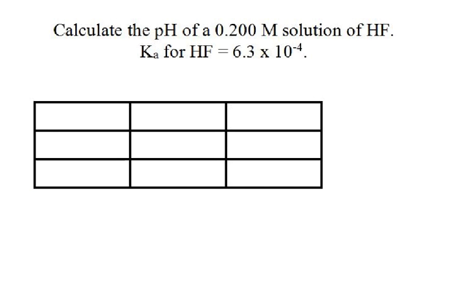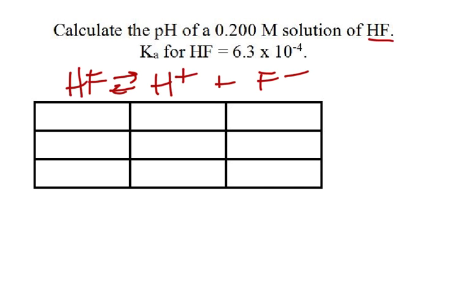First problem, calculate the pH of a 0.2 molar solution of HF. So we should recognize that that's a weak acid, and since it's a weak acid, it is going to break up into H plus and F minus. Now our icebox has the initial values across the top row, the change, and the equilibrium values across the bottom row. We're given here that this is a 0.2 molar solution. We're not saying anything about H and F, so we know those starting points are 0.